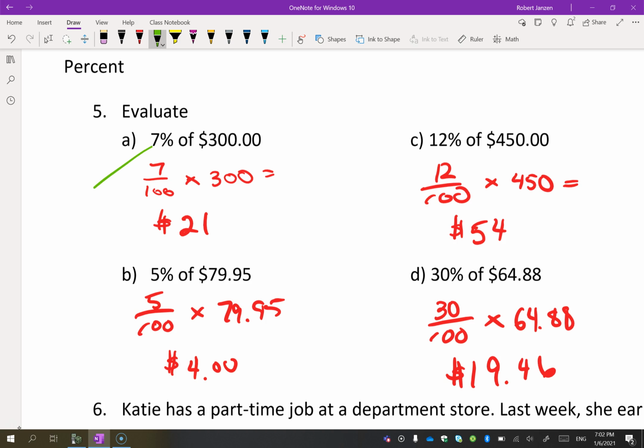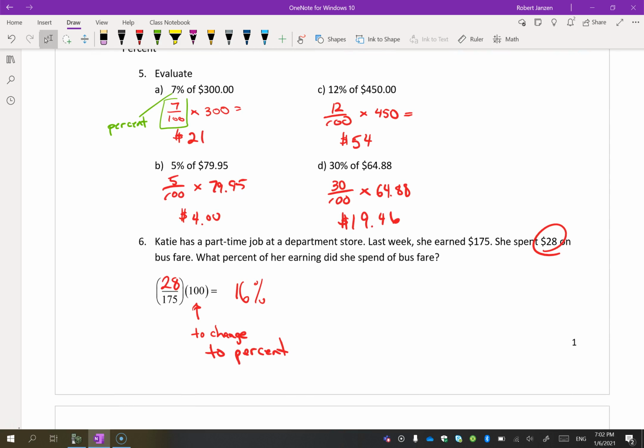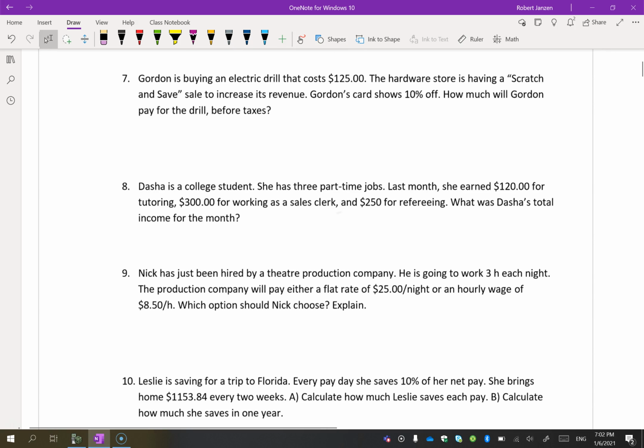The next thing I want you to notice is percent. This word, percent, means out of 100. So 7% is 7 out of 100. That's where I got this from. So spend a couple of minutes to do this page, and when you're finished, turn the video back on.